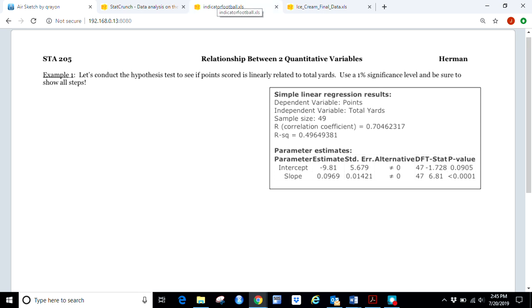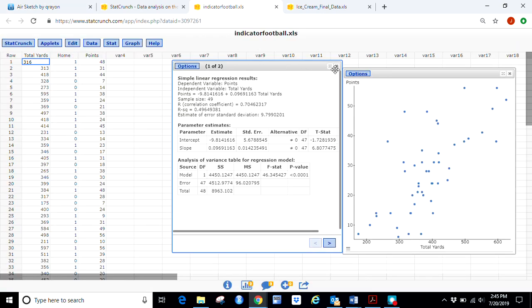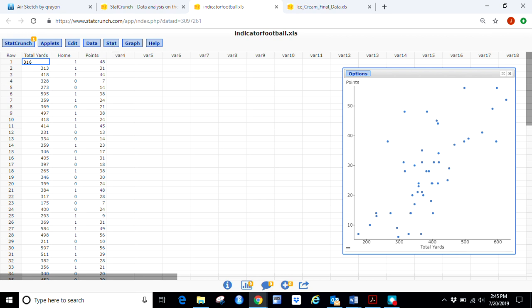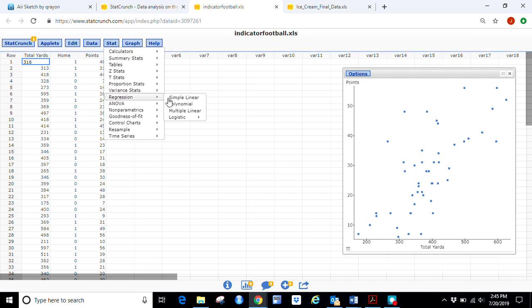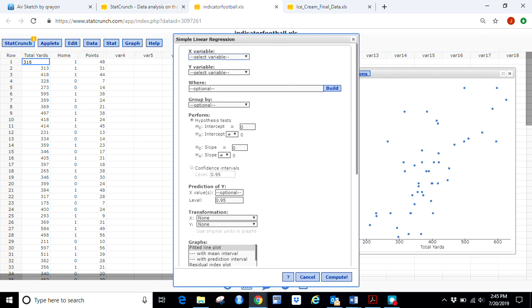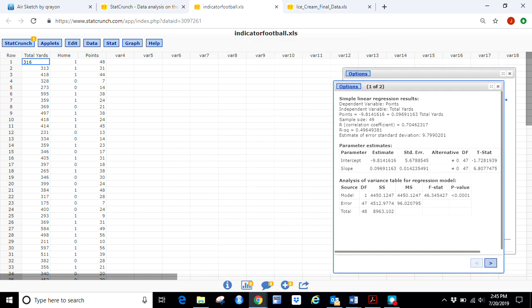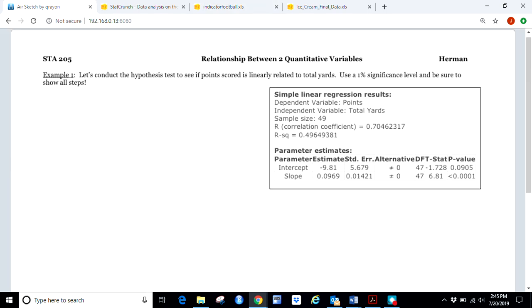So just to kind of re-show you how we did that, let me delete this first. If we go to Stat, Regression, Simple Linear, just put in our values of x and y, and hit Compute. So that's the output that we're going to be using to do the hypothesis test.